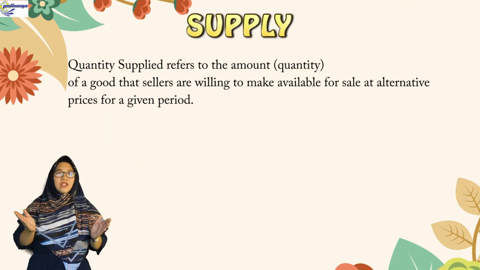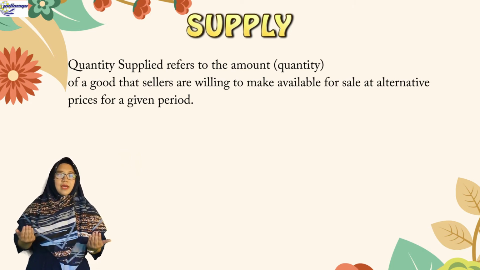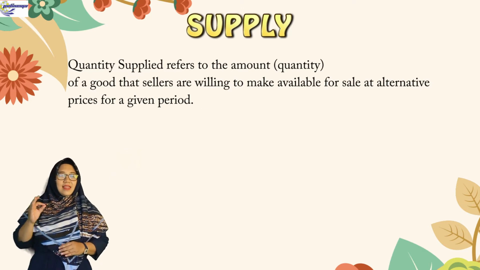Okay, now we are going to discuss the supply. So what is supply? Quantity supplied refers to the amount or the quantity of a good that sellers are willing to make available for sale at alternative prices for a given period.